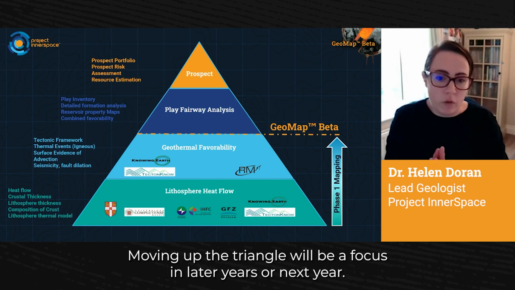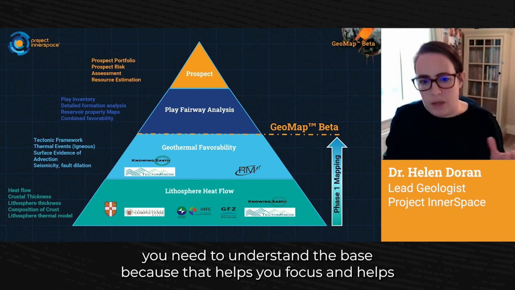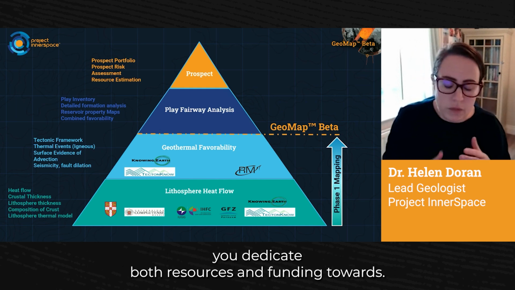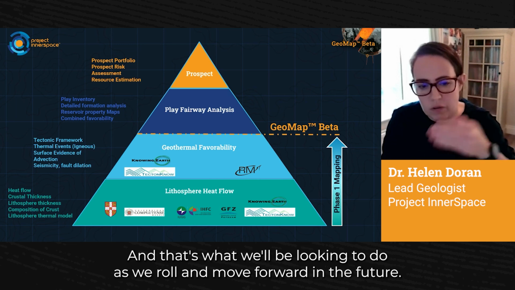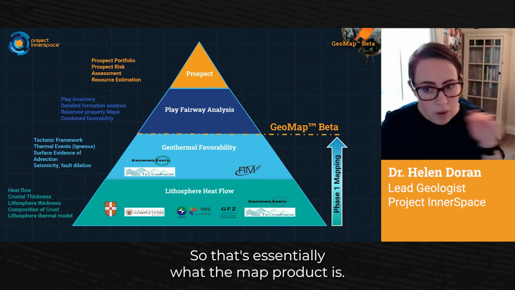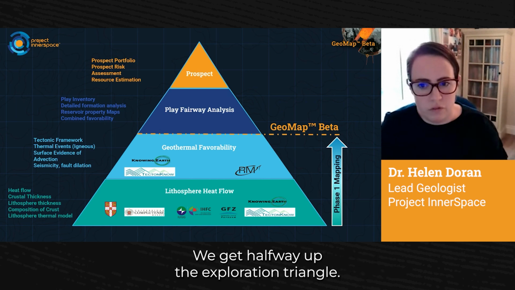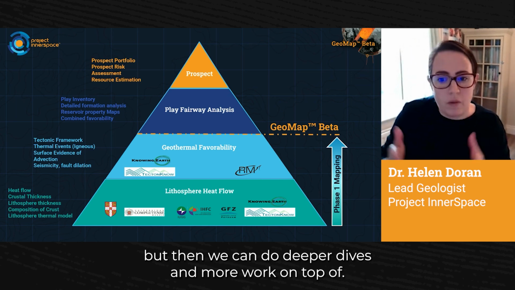Moving up the triangle will be a focus in later years, or next year, essentially. But in order to know where to move up the triangle, you need to understand the base, because that helps you focus and helps you understand where you dedicate both resources and funding towards. And that's what we'll be looking to do as we move forward in the future. So that's essentially what the map product is. We get halfway up the exploration triangle. It is designed to highlight areas of geothermal favorability that we can then do deeper dives and more work on top of.